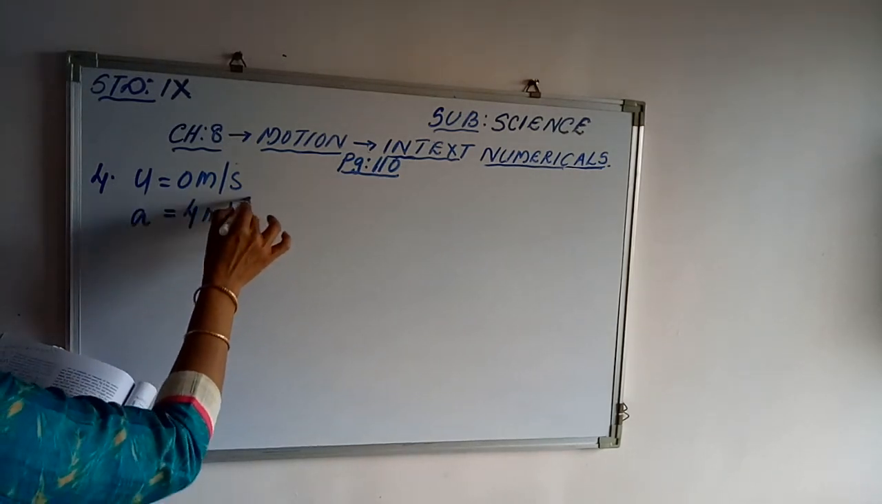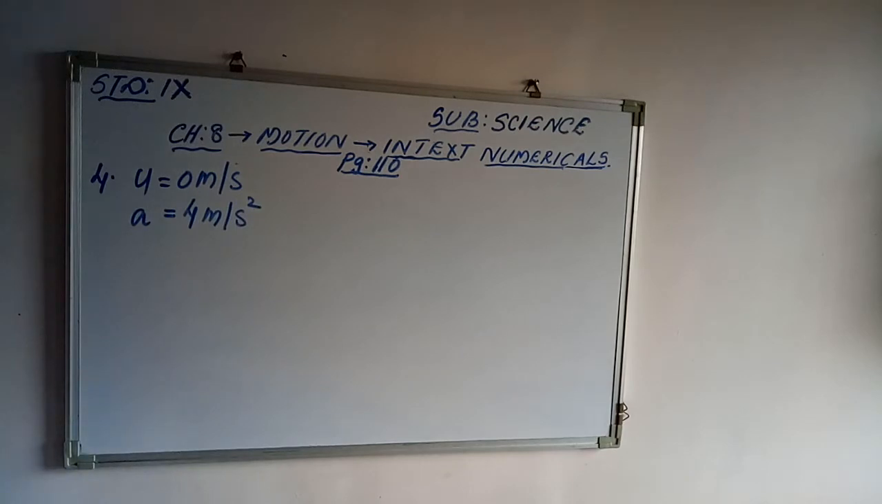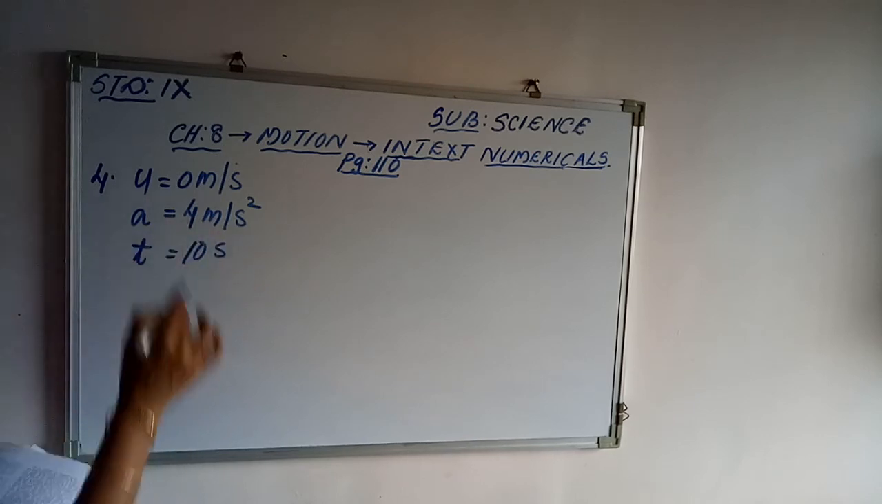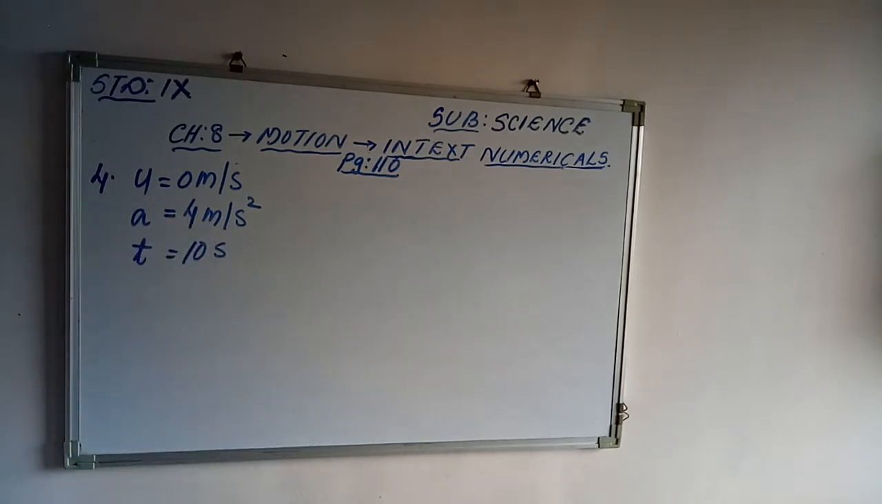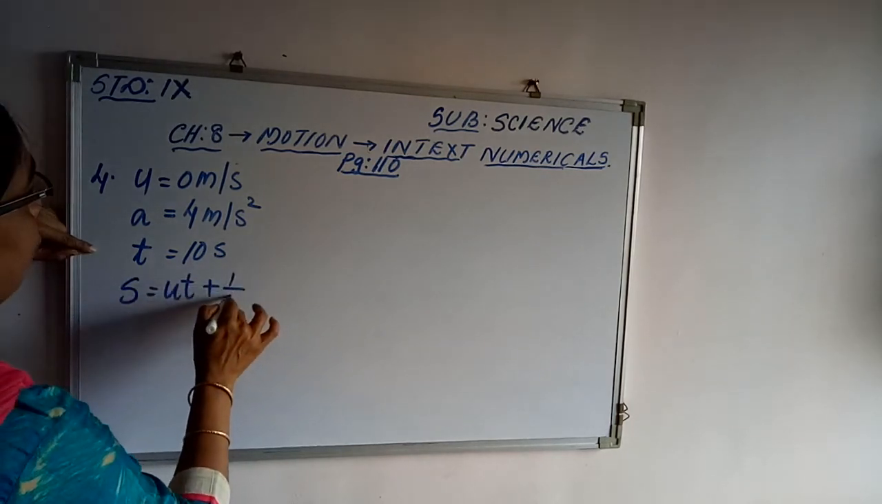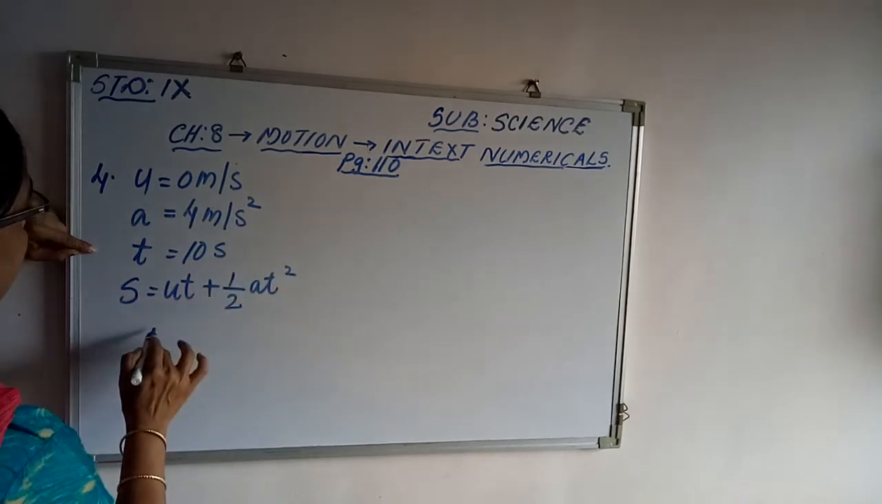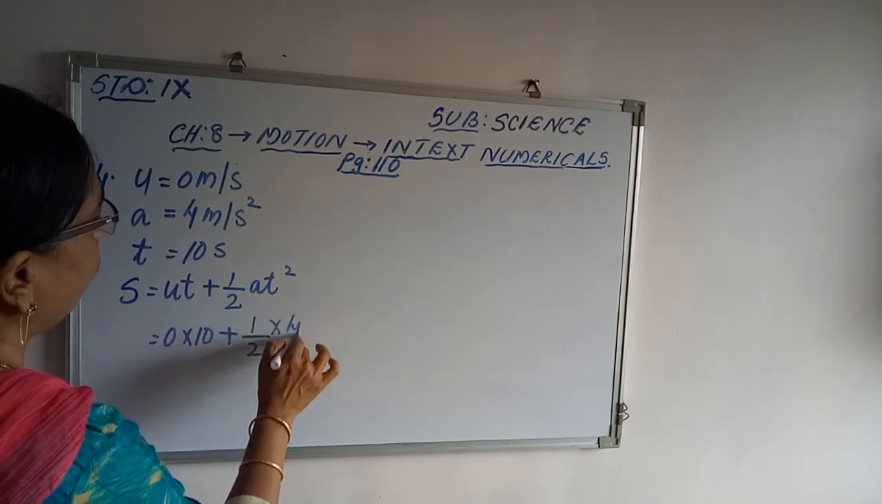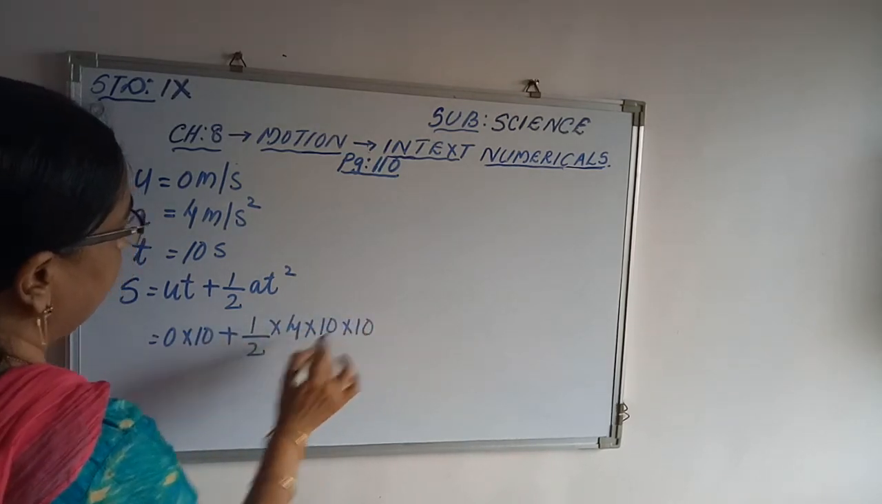4 meter per second square. What distance will it cover in 10 seconds after the start? You have to find out the distance the car will cover after how much time? 10 seconds. So here which formula, which equation you will use? Position time relation, that is S is equal to ut plus half at square. Substitute the value: 0 into 10 plus half into 4 into 10 into 10, isn't it?